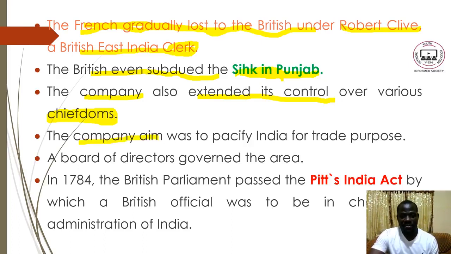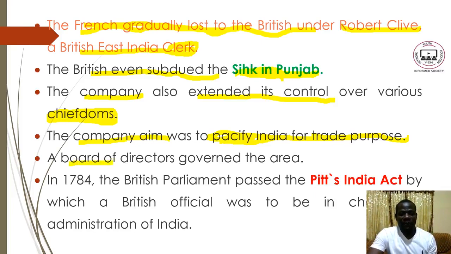The company's aim was to pacify India for trade purposes. The British company wanted to bring peace to India, to create a peaceful India so that the company could maximize its profits. That's why the company entered into control of the chiefdoms. They figured that if all the chiefdoms were brought under British rule, the company would maximize its profits. So that was the aim, and that's why they extended their control.